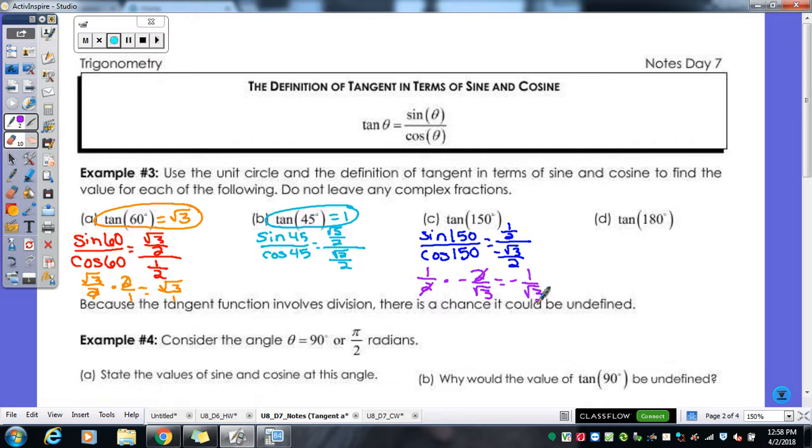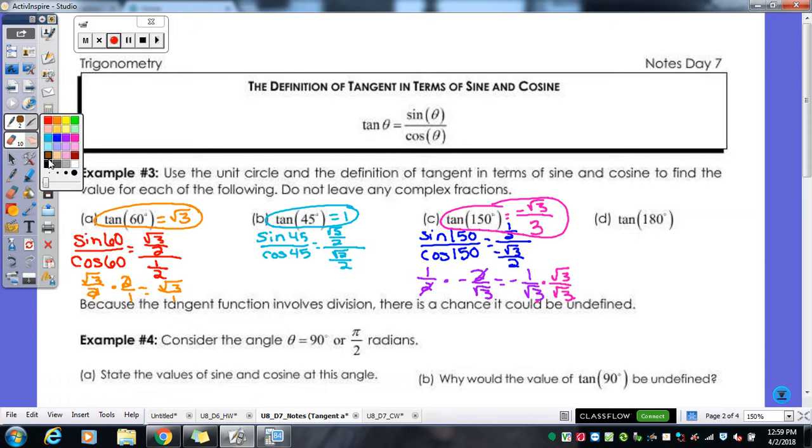Can I leave that though? No, we can't have a radical in the bottom. So what do we have to do? You can't just flip it. Multiply top and bottom times that radical 3. So we have negative radical 3 for the top, and then radical 3 times radical 3 is 3. So tangent of 150 is negative radical 3 over 3. That wasn't too bad.